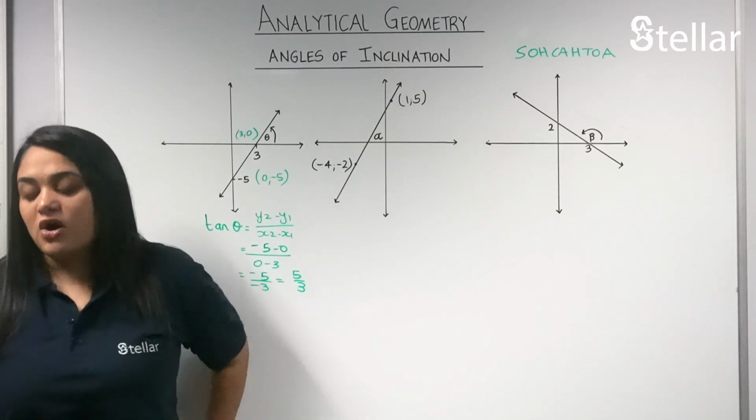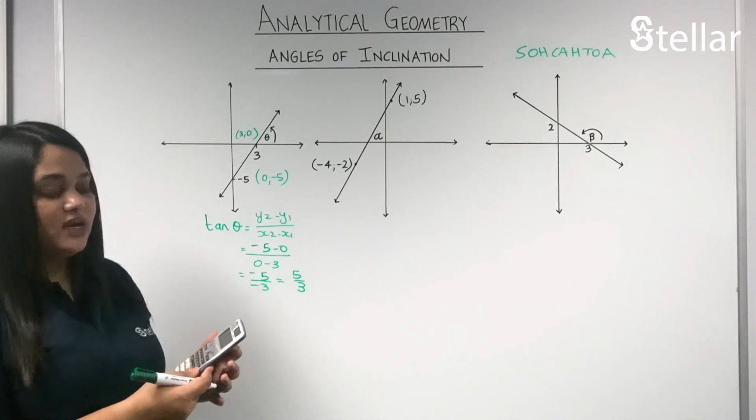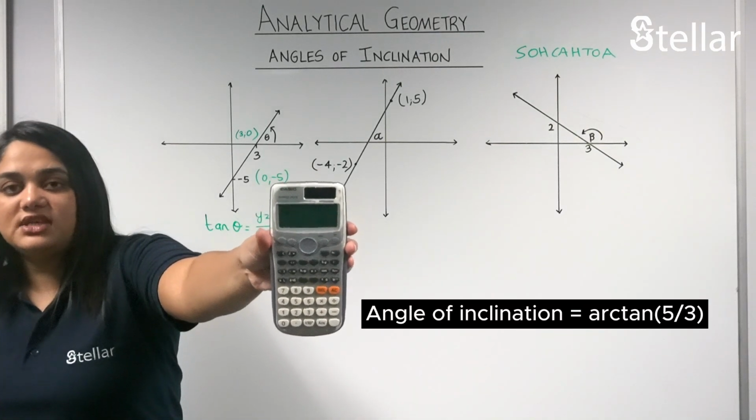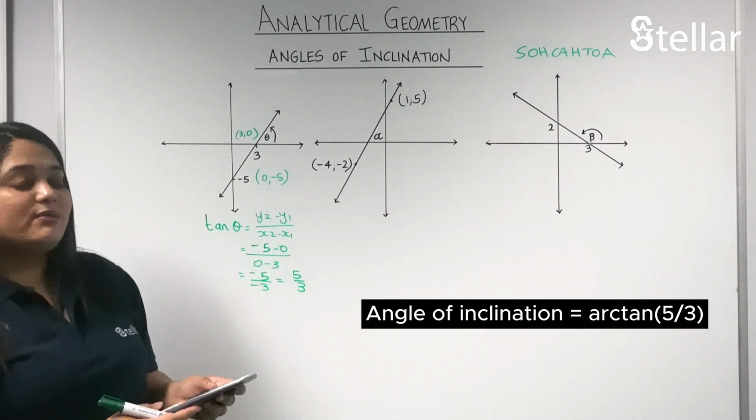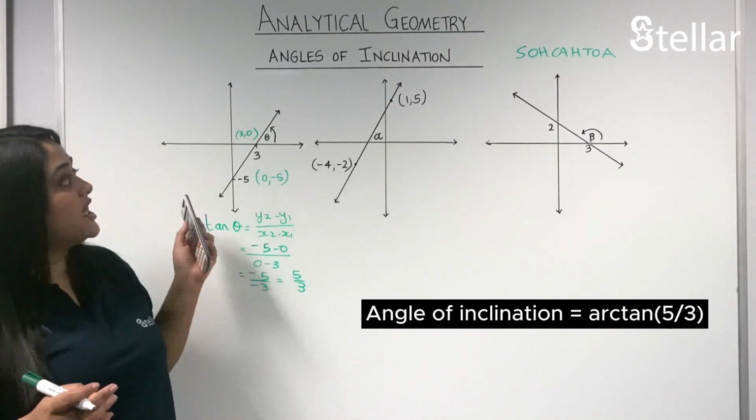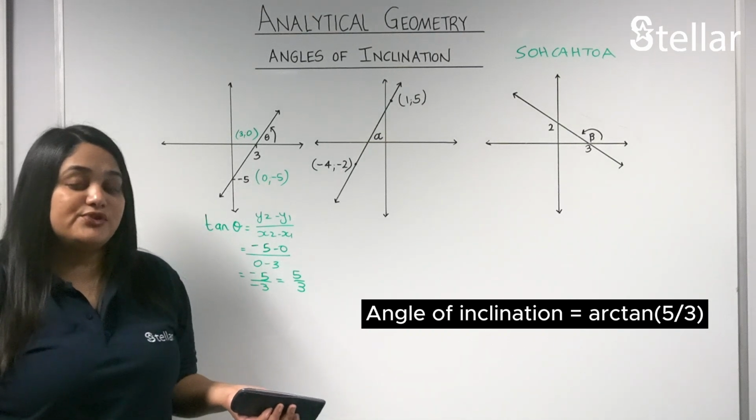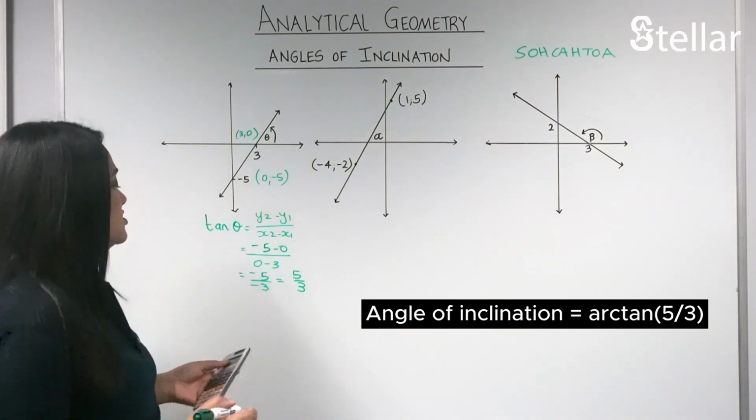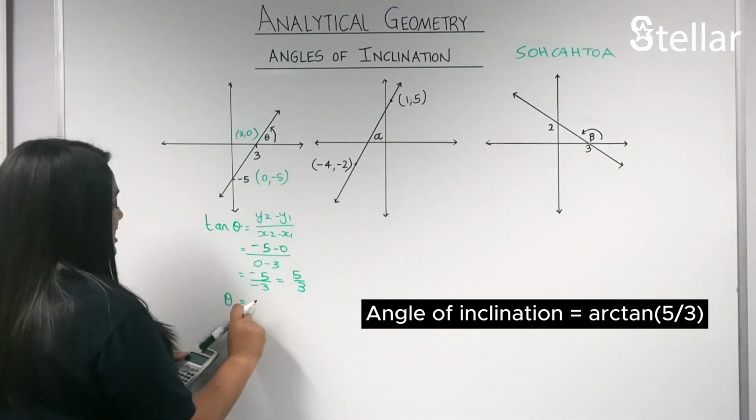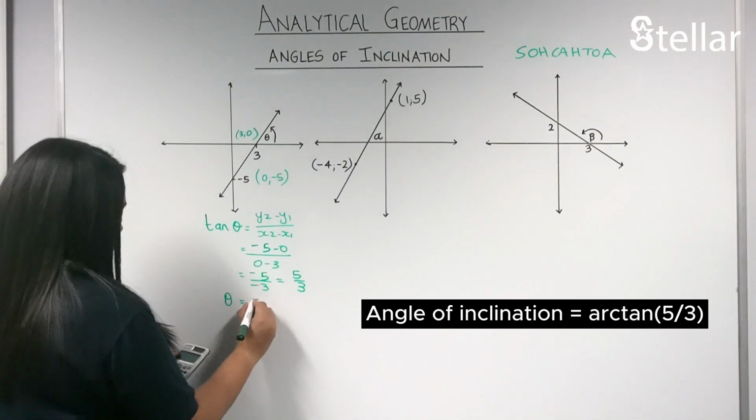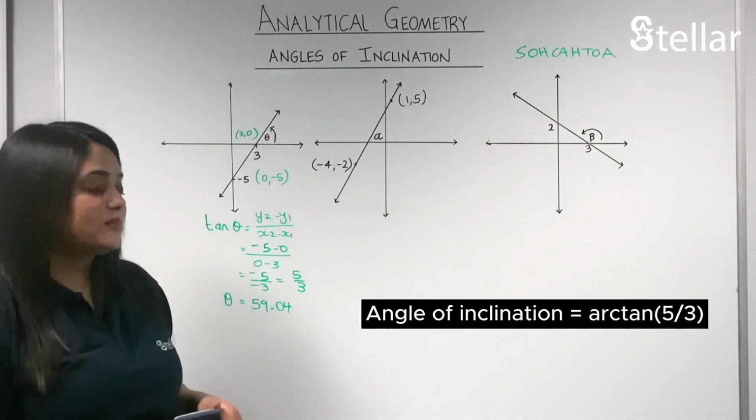So tan theta equals 5 over 3. You go inverse tan or arc tan of 5 over 3, and that will give me my angle. If it does not tell you how many decimal points to round off to, we said that we will round off to 2 decimal places as a rule. So theta is then equal to 59.04 degrees.